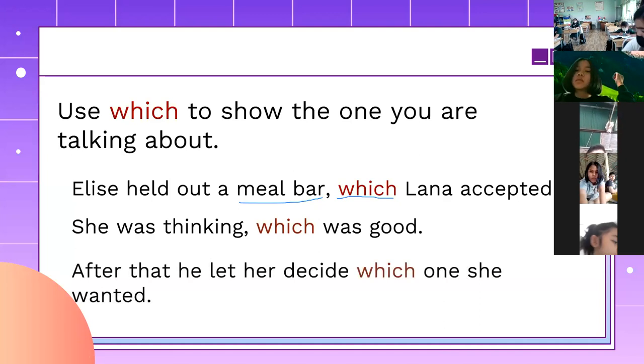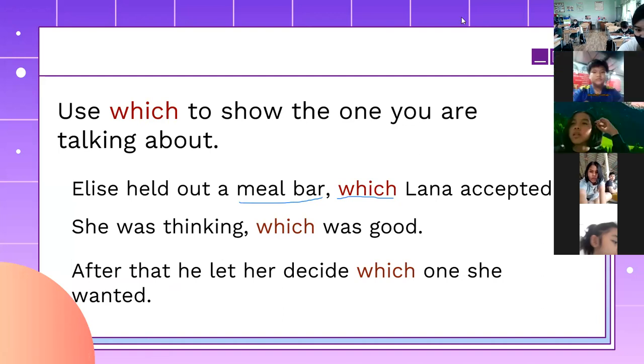Okay, so next example is after that. Okay, let's read it all together. After that, he let her decide which one she wanted. So here we use which instead of what she wanted. We're not talking about the specific or the exact item that she wants. Instead, we write which one, okay? Did you understand?